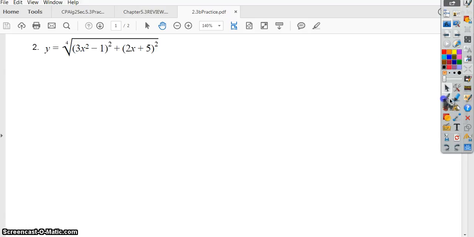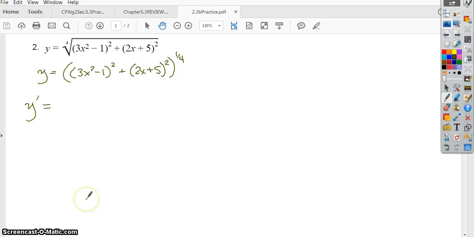Okay, before I start deriving number 2, I'm definitely going to rewrite this in exponential form. So this is 3x squared minus 1, all squared, plus 2x plus 5 to the 2nd. And I'm going to raise this entirely up to the 1/4. So here goes the chain rule to the unhealthy level. Alright, so 1/4 will come out in front.